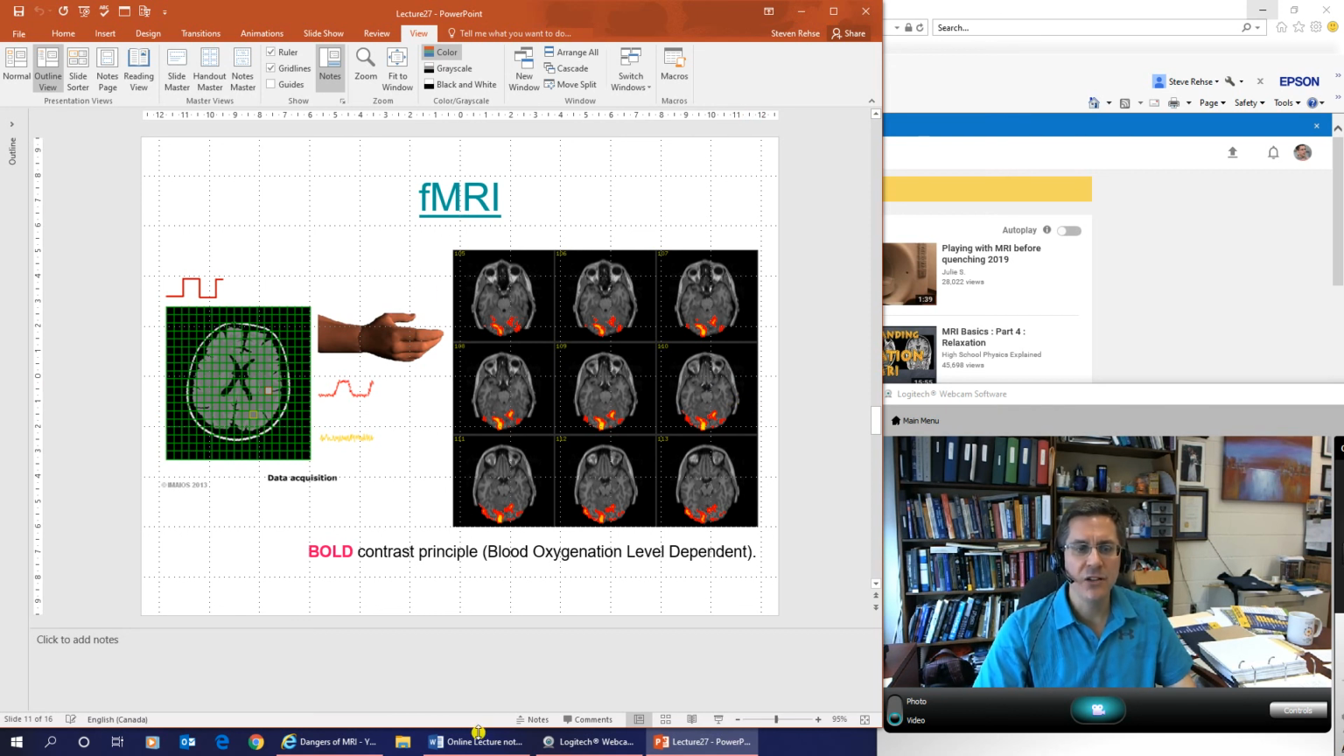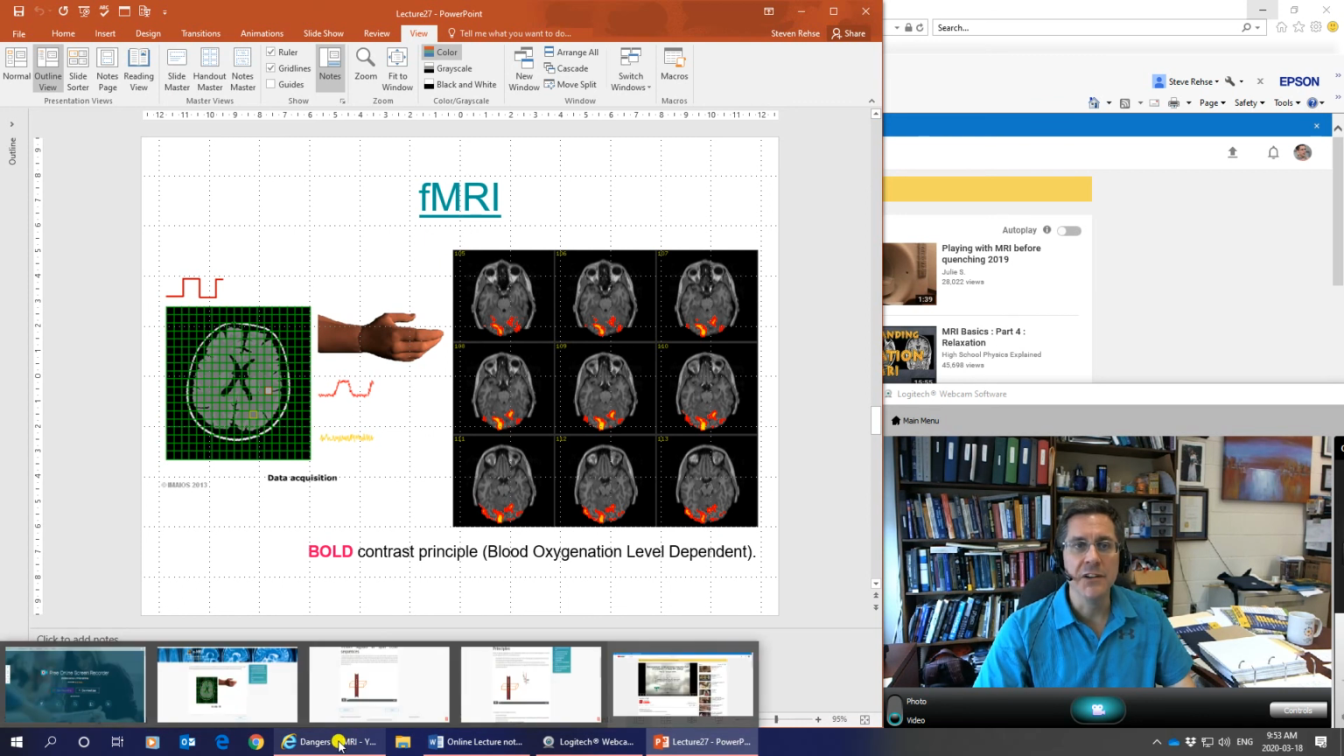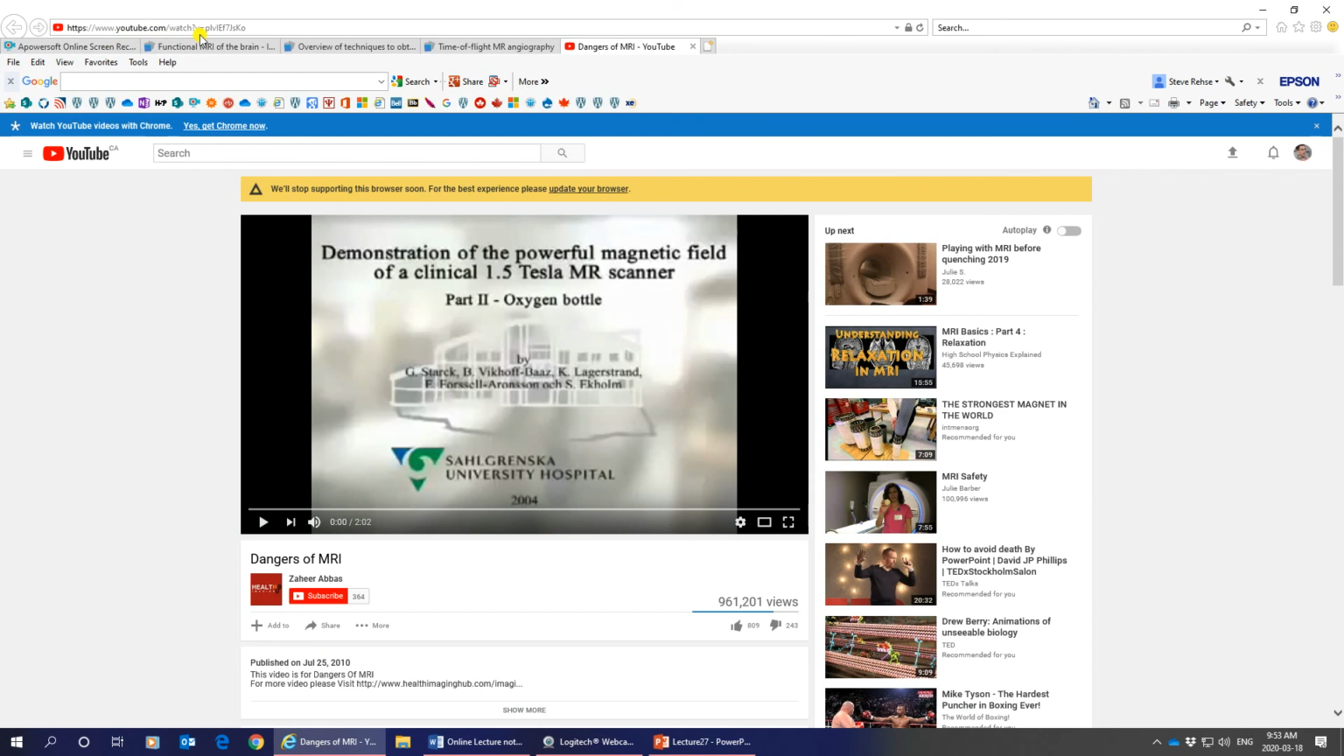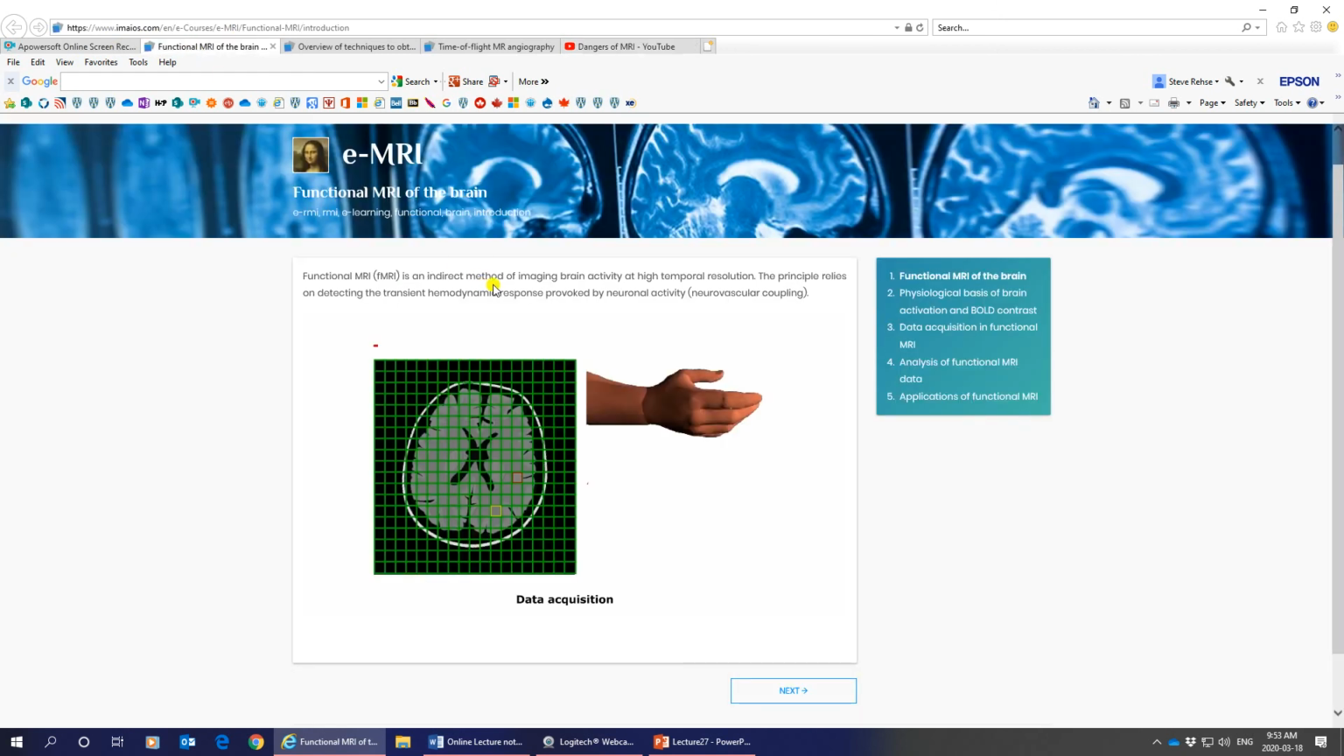So let's go ahead and take a look at how this is actually done. There's a link embedded in this PowerPoint. So, functional MR of the brain. It looks like this. Functional MRI, which we call fMRI, is an indirect method of measuring brain activity. Watch what's going to happen in this animation, because it turns out that the amount of oxygenation in the blood is not real big. So we need to tie it to something.